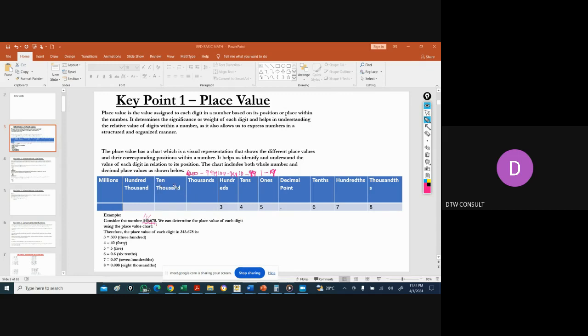And your 10,000 is from 10,000 to 99,999. So any digit that falls here is in the 10,000 value. The weight is tens of thousands. Any digit that falls here, the weight is hundreds of thousands. Any digit that falls here, the weight is millions.